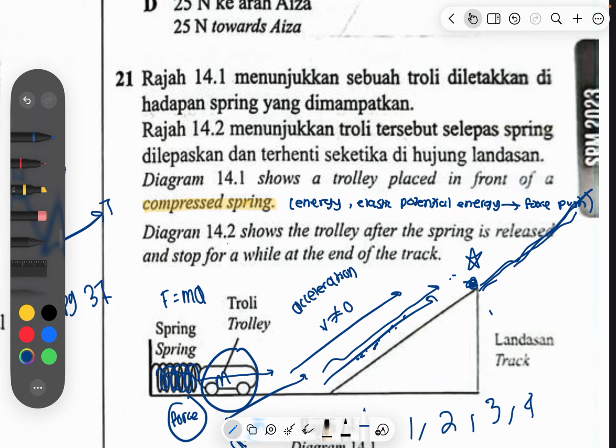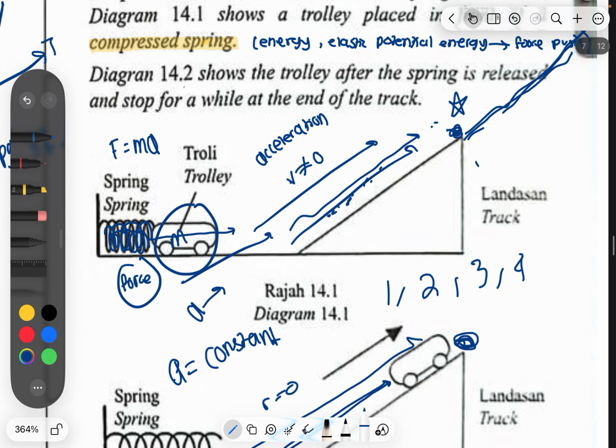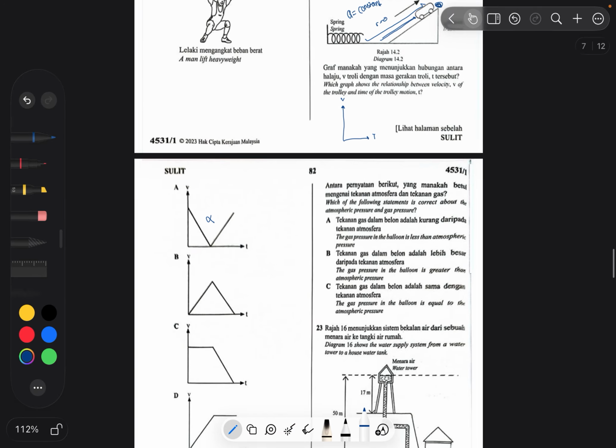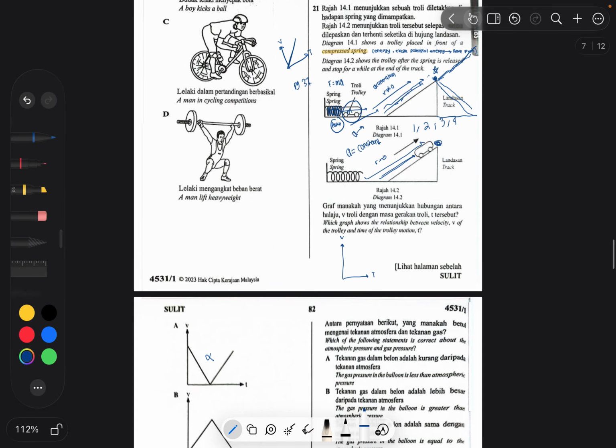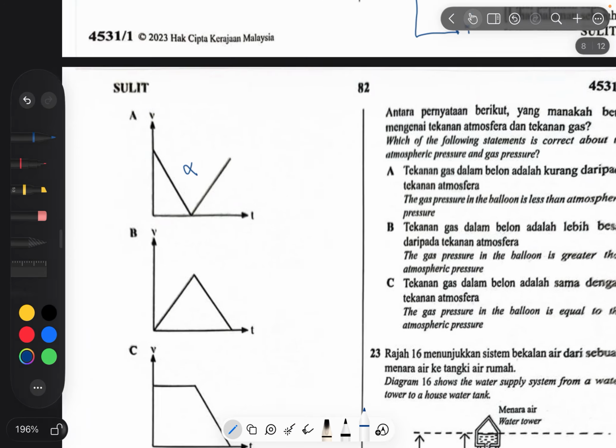But in this case, there's no force exerted on it. It just says it stops for a while at the end of the track. So after that, its movement will decrease at a constant rate, which means constant uniform deceleration. So the graph will literally look like the ramp. The answer is B.